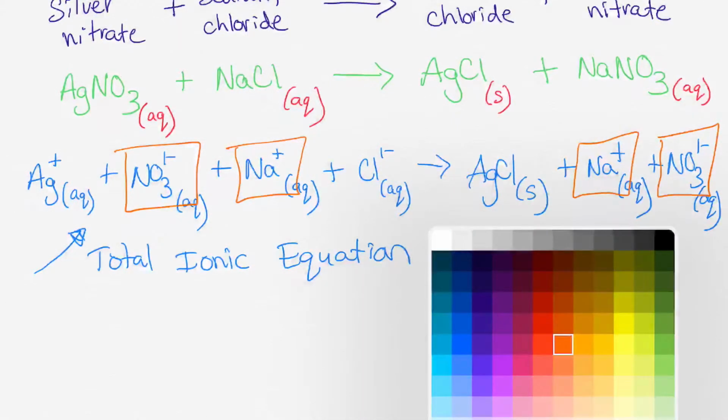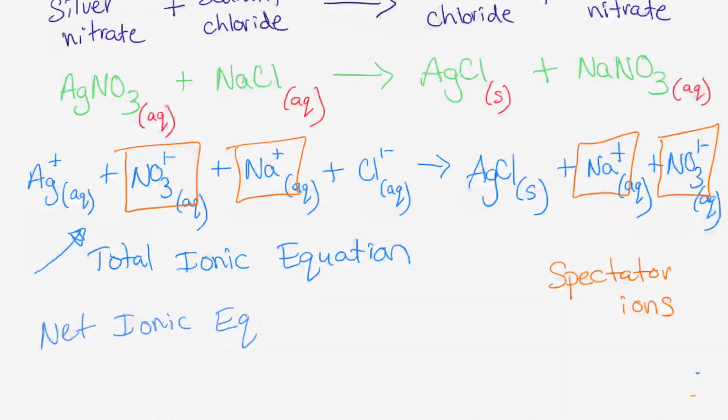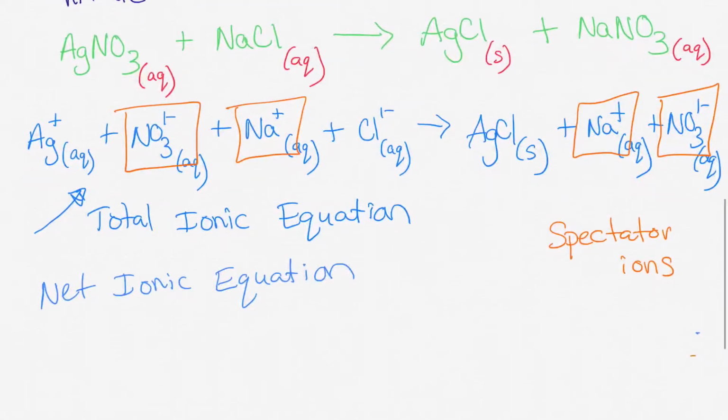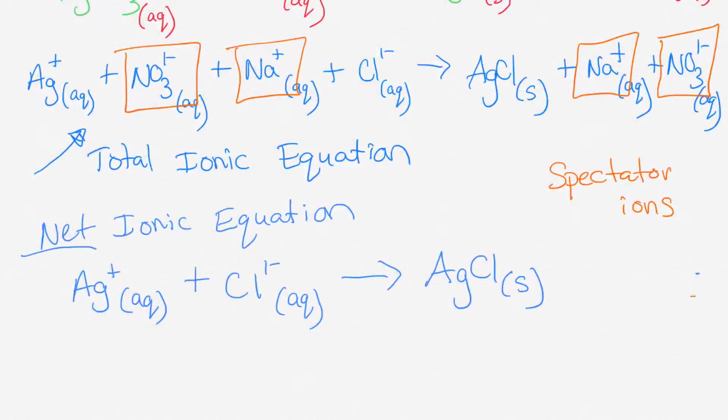So then writing our net ionic equation, let's use a different color here. So writing our net ionic equation, we're only going to keep things that were not spectator ions. So we have an Ag with a +1 charge, and we have a Cl with a 1- charge, and then we've got an AgCl solid on the right. Okay, so again, that will be our net ionic equation after writing our total ionic equation.